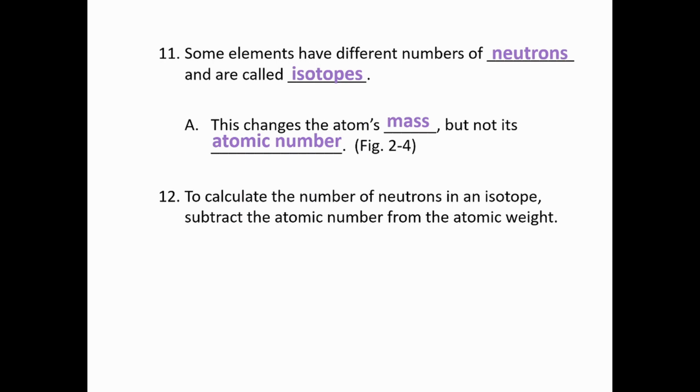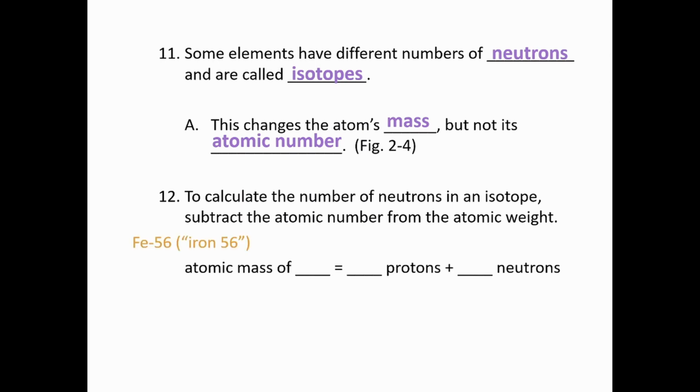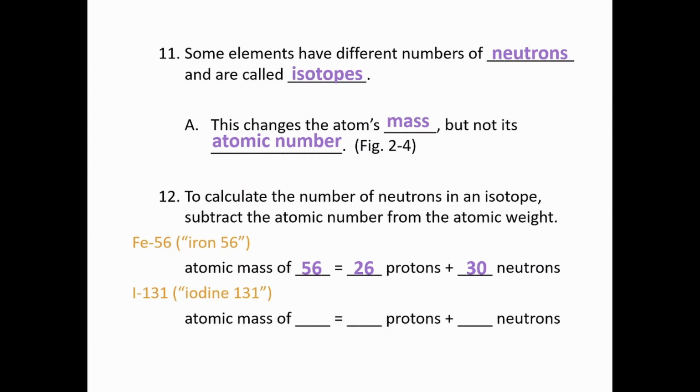So to calculate the number of neutrons in an isotope, subtract the atomic number from the atomic weight, since the atomic number always represents our number of protons. So if we look at iron 56, the atomic mass is 56, 26 protons, we have 30 neutrons. Right, so you can have more neutrons than you have protons, and it's not going to really change much except making it a different isotope. Iodine 131 has an atomic mass of 131 minus the 53 protons, giving us 78 neutrons. So it's a big difference there.